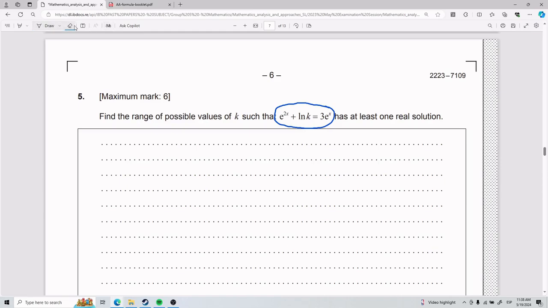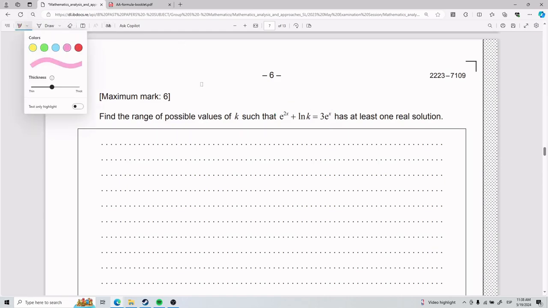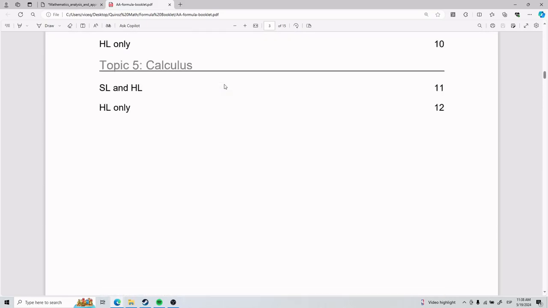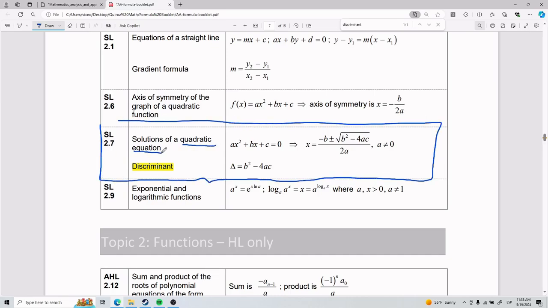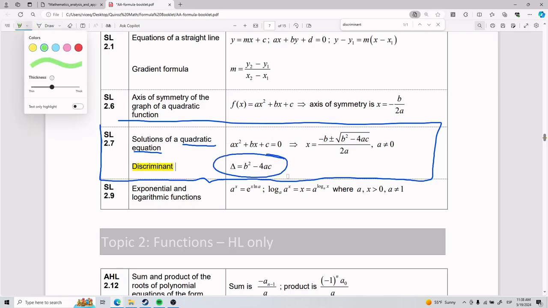And it has to do with the last couple buzzwords, which say that this thing has at least one real solution. Of our tools that have to do with the amount of solutions, there is only one. And your tool, which is in your formula booklet, by the way, is what we call the discriminant. The discriminant of a quadratic equation is this guy here. Notice, where does the discriminant come from? The discriminant, which is right there, comes from this right here.